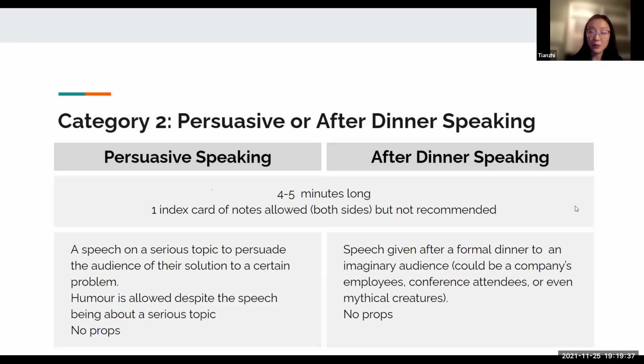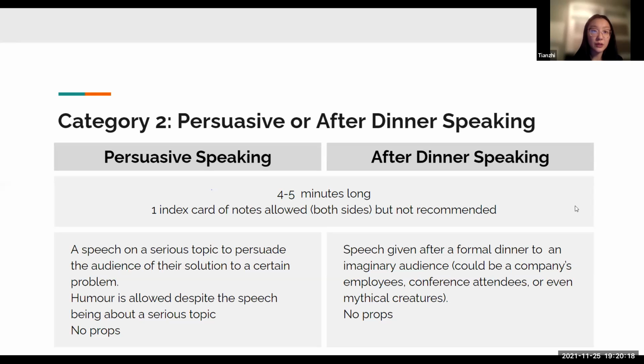Let's talk about persuasive speaking in particular first. So for persuasive speaking, this is a speech on a serious topic that is meant to persuade the audience of a solution to a certain problem. So essentially what you're going to do is write a speech. You're going to tell us, this is a big problem today, and here is how we should solve it, and here is why my solution is good. I'm going to be going over a little bit more detail of the tips and the format of how to do persuasive speaking, but that is generally the goal of the speech itself.